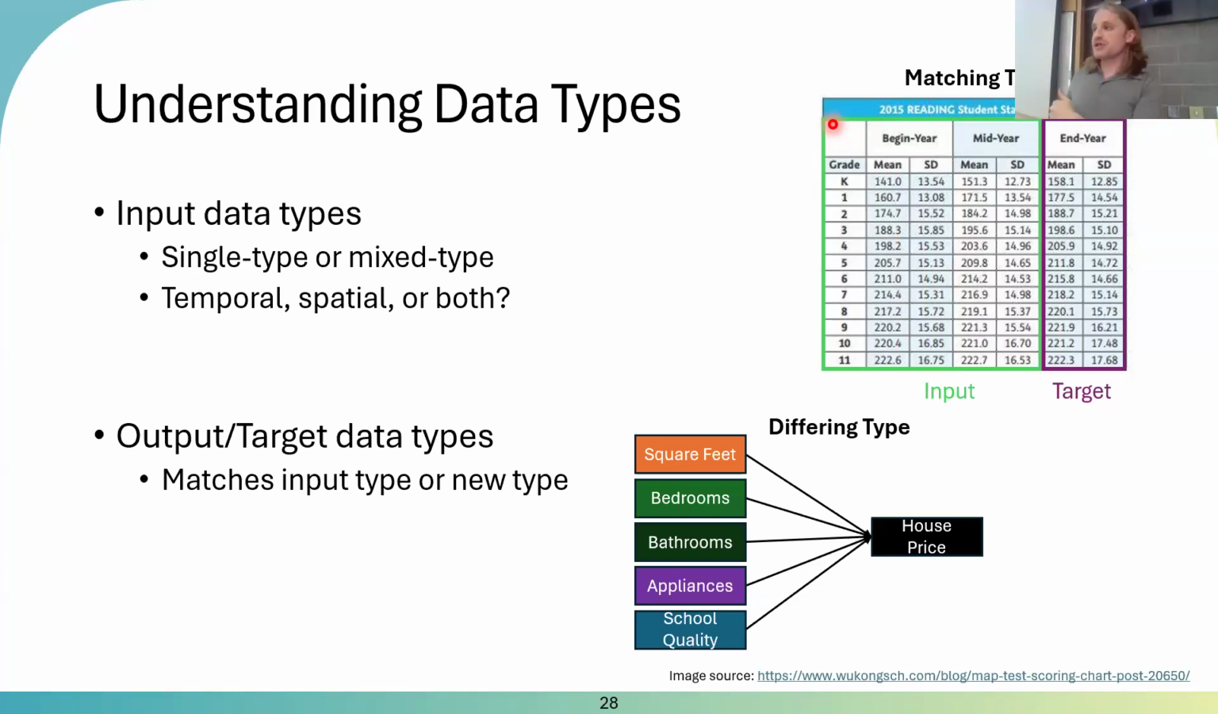Let's say instead you're trying to predict the house price of a new house that just got built, and you have a large number of factors that might contribute to that. Maybe you're considering how large the house is in square feet, number of bedrooms, bathrooms, appliances, school quality in the area, that kind of thing. None of those is in the units of price.